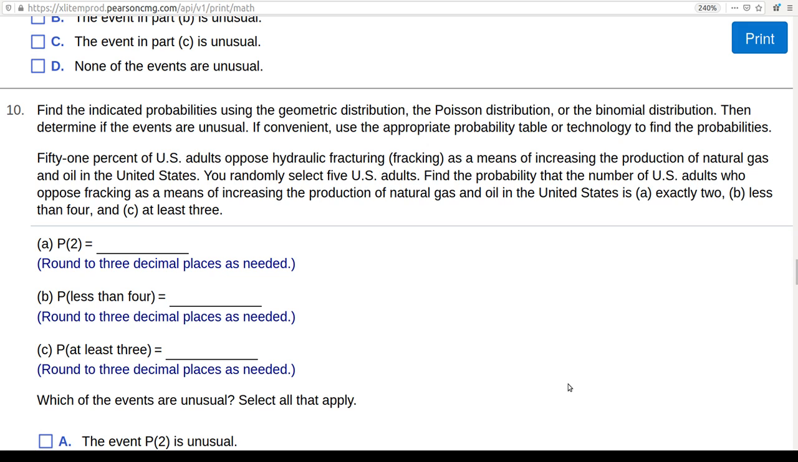So the question is, 51% of U.S. adults oppose hydraulic fracturing, also known as fracking, as a means of increasing the production of natural gas and oil in the United States. You randomly select 5 U.S. adults. Find the probability of U.S. adults who oppose fracking as a means of increasing the production of natural gas and oil in the United States is exactly 2, less than 4, and at least 3.